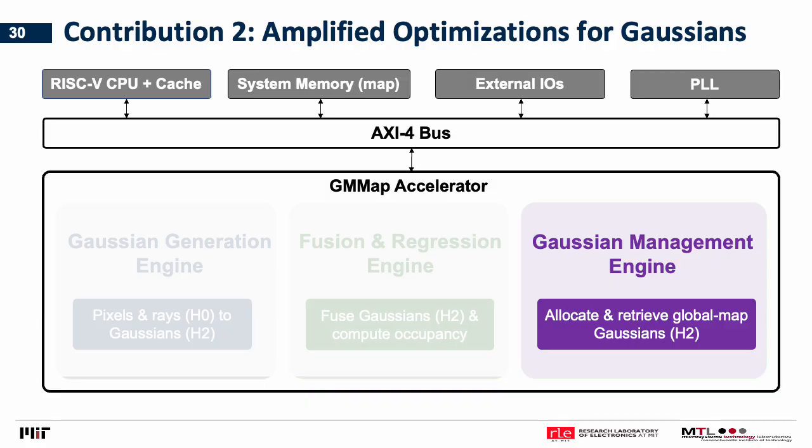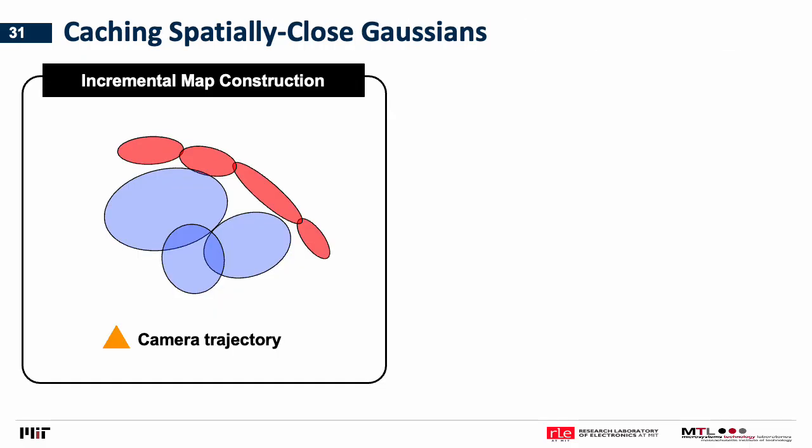Now the second part of contribution 2, the Gaussian management engine. This engine is in charge of allocating and retrieving Gaussians from the global map, and the memory access energy is dominated by this engine. To reduce the data movement in the system, the first idea is that we can cache Gaussians especially close to the trajectory of interest.